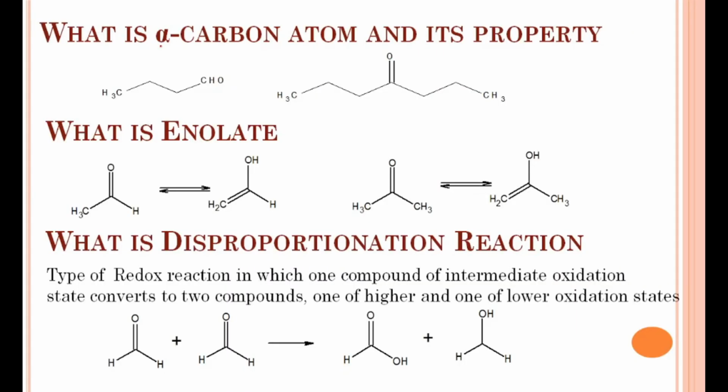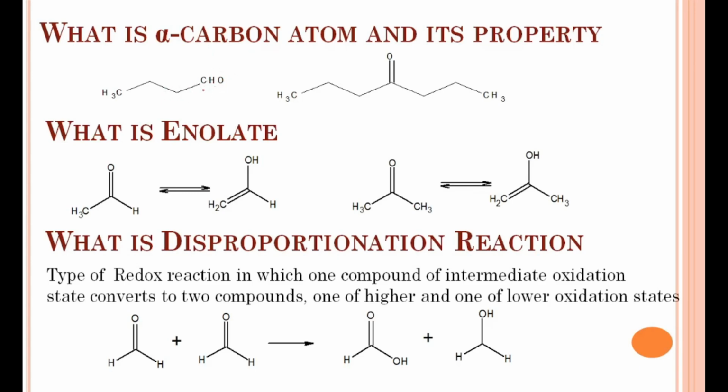Before discussing the Cannizzaro and cross Cannizzaro reaction, we need to know something about alpha carbon atom, alpha hydrogens, enolate ion, and disproportionation reaction. The same thing, that is alpha carbon atom and alpha hydrogen atom, I have discussed in the video of aldol and cross aldol condensation. Let's have a glimpse of this.